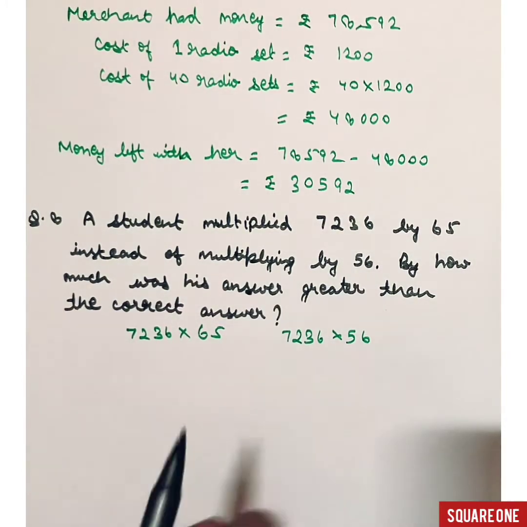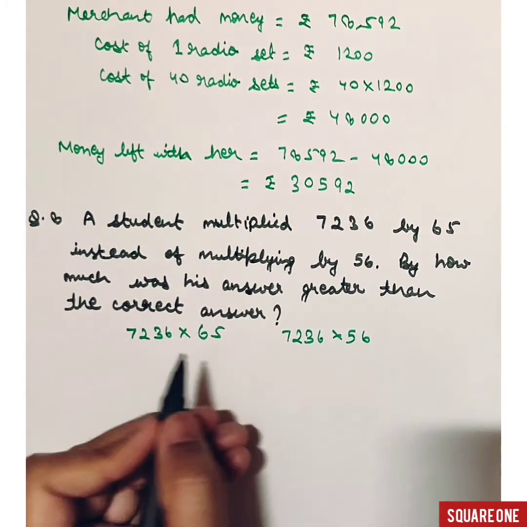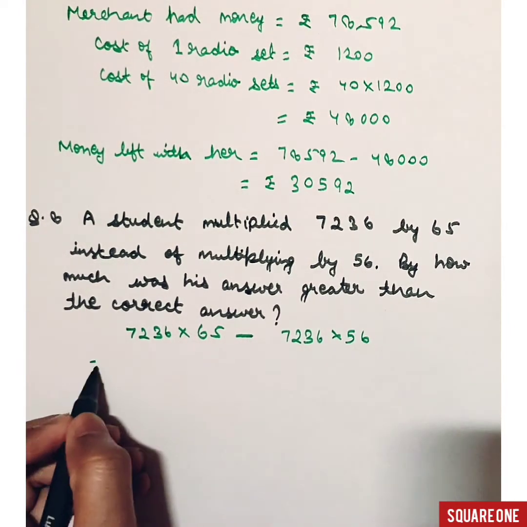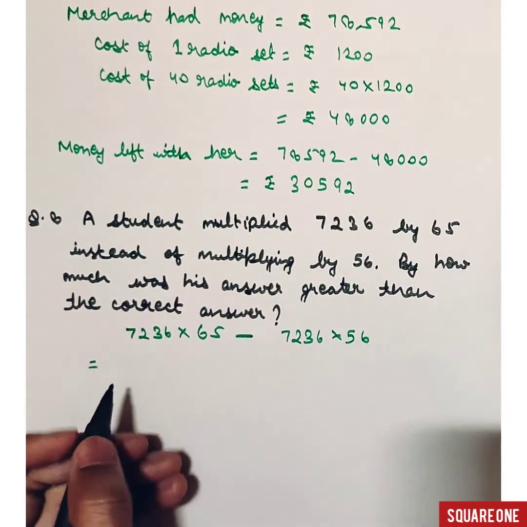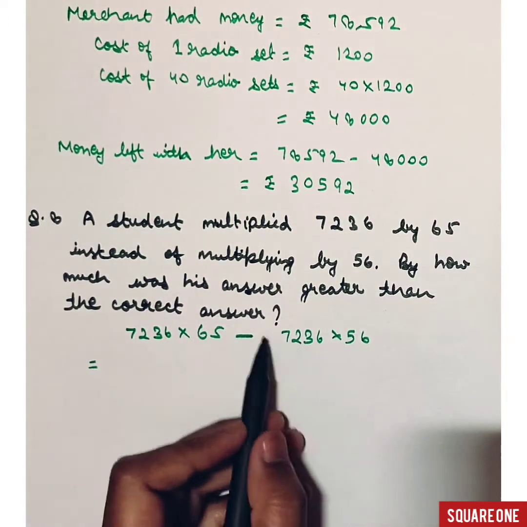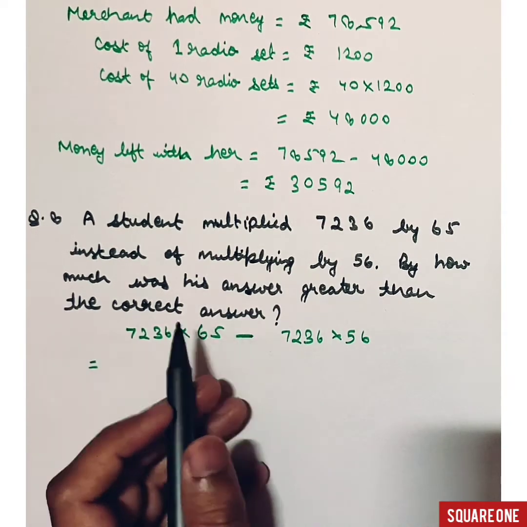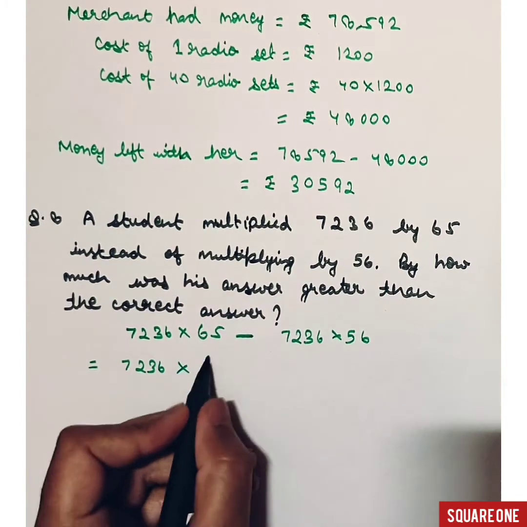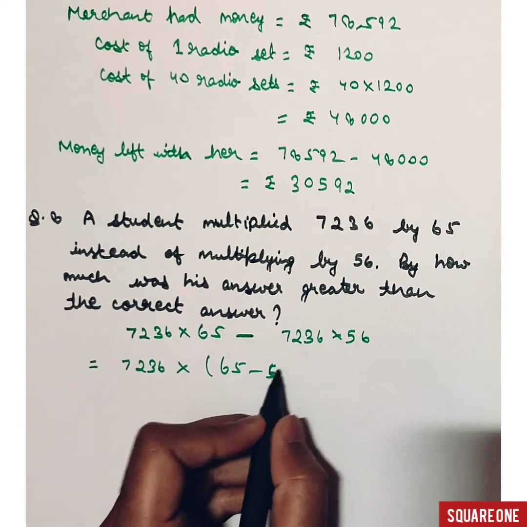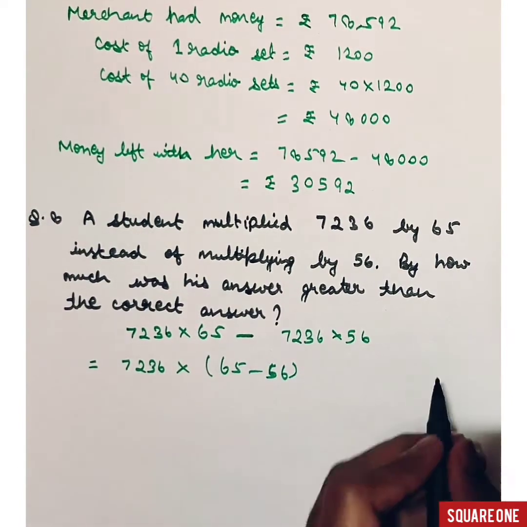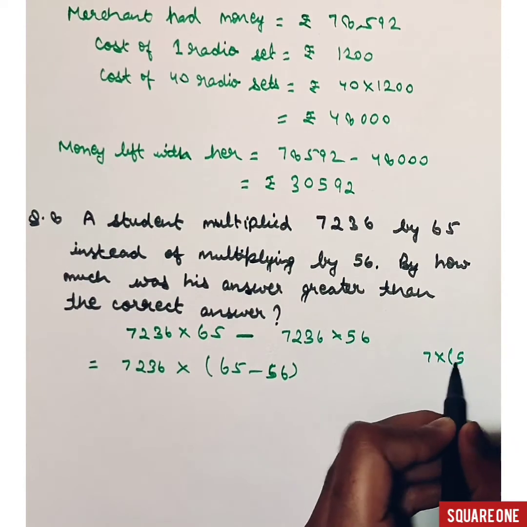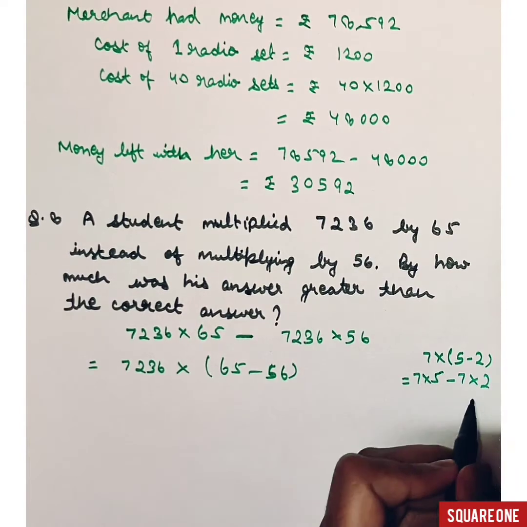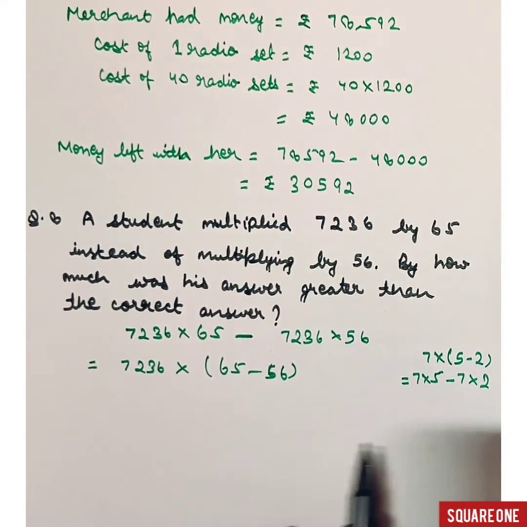Now to find out by how much his answer was greater, we have to find the difference between these two products. I have told you that in this question we will be using brackets. Instead of finding out both the products, both the multiplications, and then finding the difference, we will directly multiply 7,236 by the difference of 65 and 56. I have told you that we can write 7 into 5 minus 2 as 7 into 5 minus 7 into 2. I taught you this in the use of brackets. In a similar way, we can do the opposite.